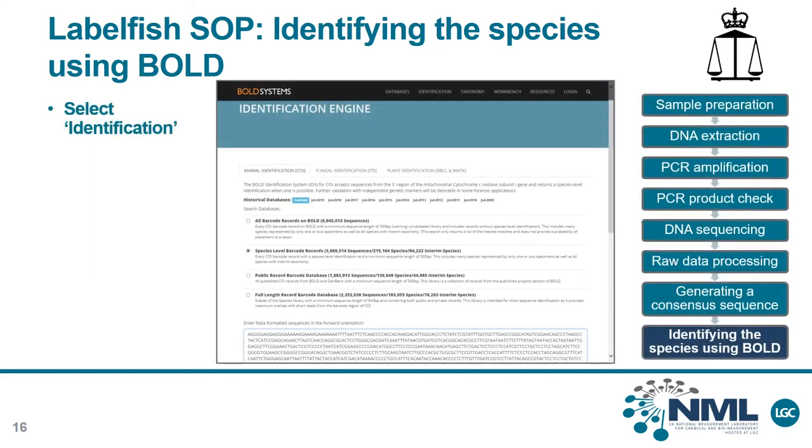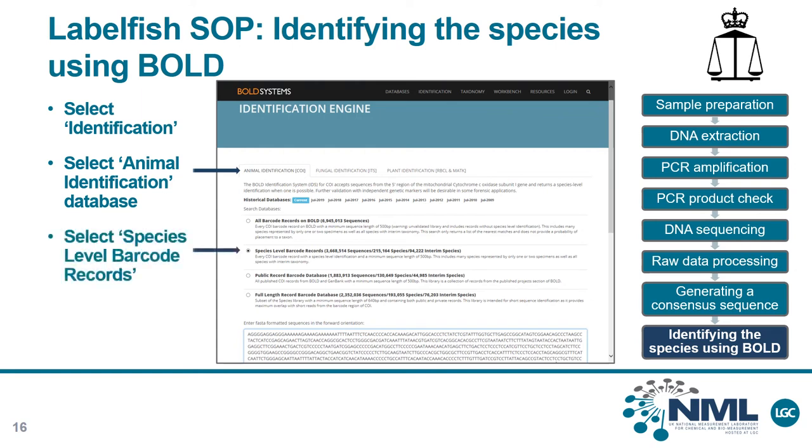To begin the species identification process, the Identification tab at the top of the site should be selected. On the new page, the Animal Identification Database should be selected. This contains CO1 barcodes for various animal species. The species-level barcode records should then be selected. These are CO1 barcodes with a recorded species identification. Finally, the barcode generated in the Labelfish SOP can be input into the box at the bottom of the page, and the sequence can be submitted.